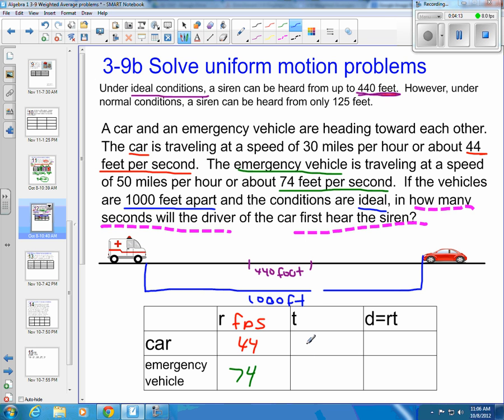The time, we don't know the time, but they're both going to be traveling the same amount of time till they're that far apart. So our time can stay t. We don't know time. And our distance, well, we know distance is equal to rate times time, so this is going to be 44t, and this one's going to be 74t.